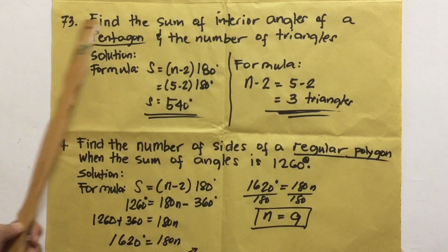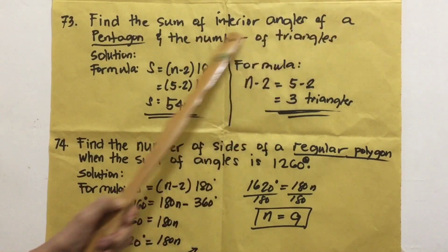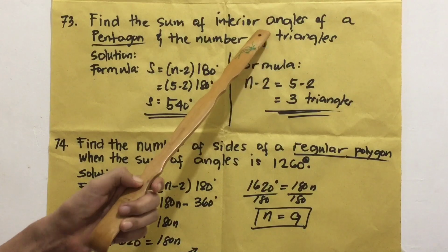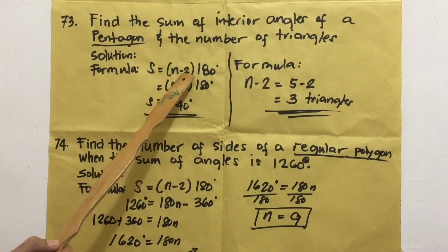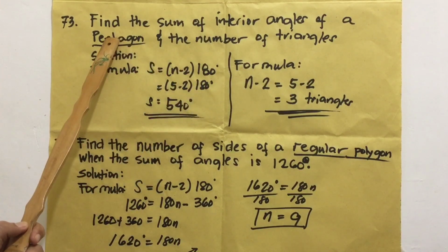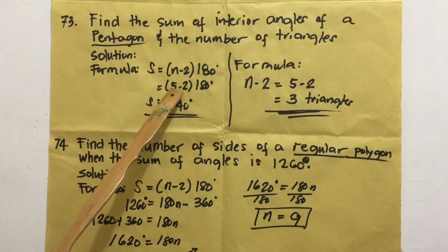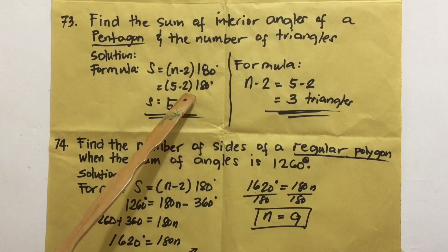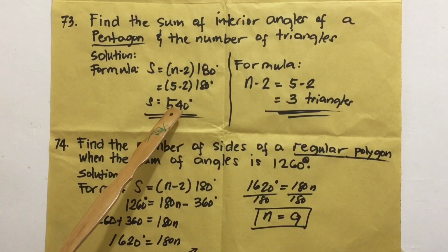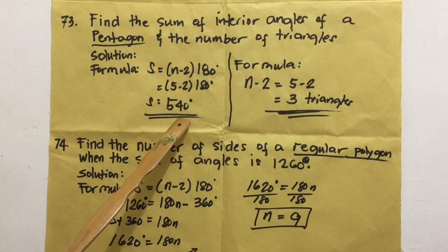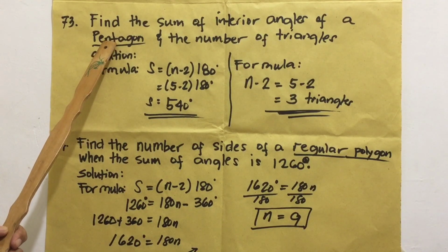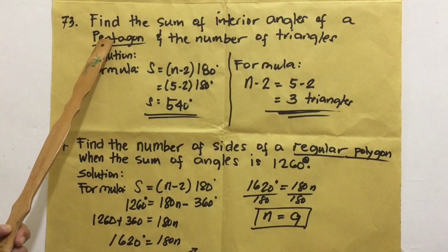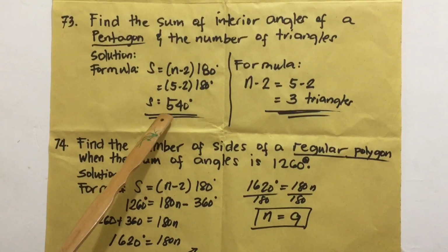Next, 73. Find the sum of interior angles of a pentagon and the number of triangles. So we also use the formula S equals n minus 2 times 180. In a pentagon, we have 5 sides, so 5 minus 2 times 180 equals 3 times 180 equals 540 degrees. So the sum of the interior angles of a pentagon equals 540 degrees.